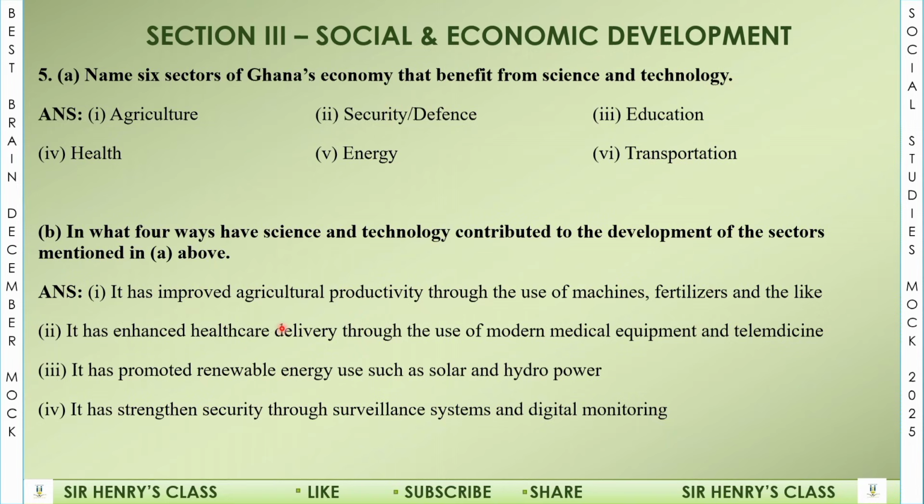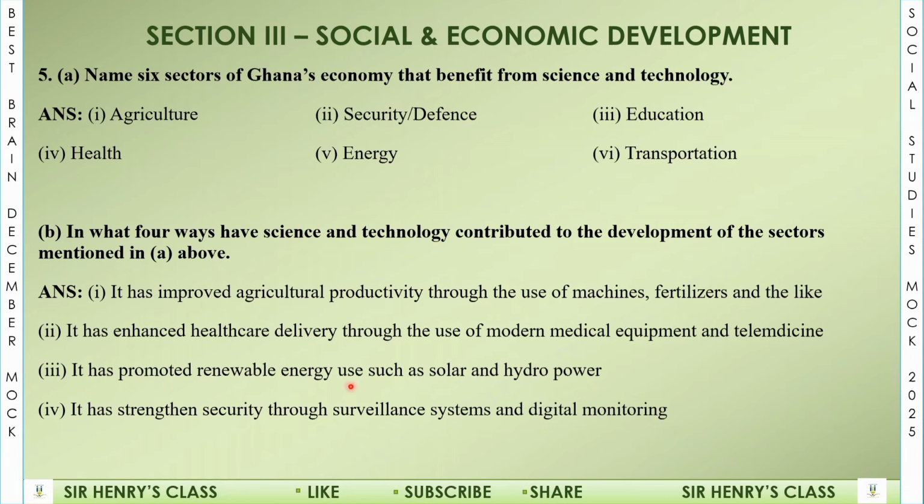2, it has enhanced healthcare delivery through the use of modern medical equipment and telemedicine. So now telemedicine is a system where medicine is administered to patients through electronic devices, where alerts are given on the medicine they need to go get for themselves. It reduces the stress of going to the hospital all the time.